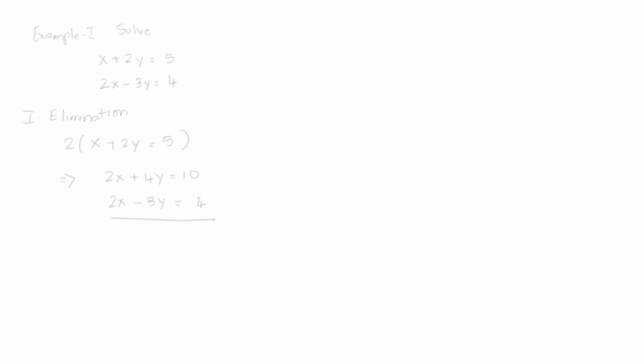Now when I subtract the two, the x's would get cancelled. I have 7y equals 10 minus 4, which is 6. So y would be 6 over 7. Now that I've found the value of y, I perform the next step, which is back substitution, which would mean that I take the value of y and plug it in one of the two equations. I'm going to plug in the value of y that we found in the first equation.